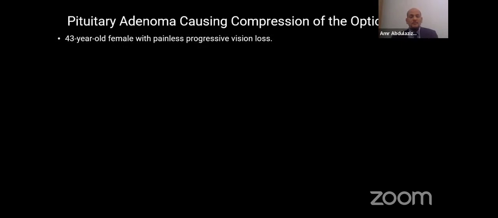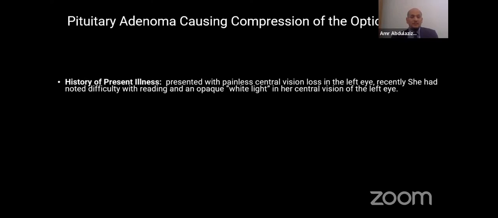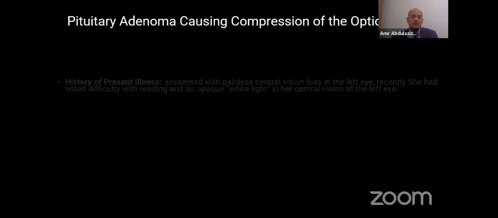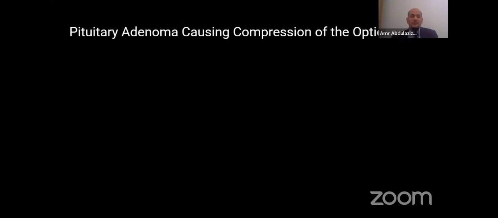So this is a case of 43-year-old female with painless progressive vision loss. Chief complaint was painless central vision loss in the left eye. History of present illness, presented with painless central vision loss in the left eye. Recently, she had noted difficulty with reading and opaque white light in her central vision of the left eye, scotoma. Past ocular history was negative, and past medical history, she has hypothyroidism and she is on levothyroxine. Family history was negative also, and systemic review was none. Nothing was significant to the case.